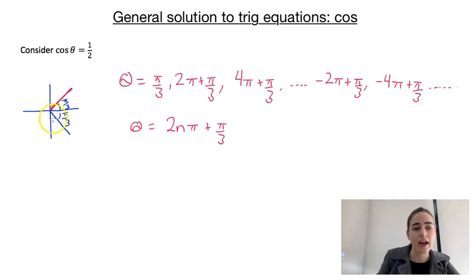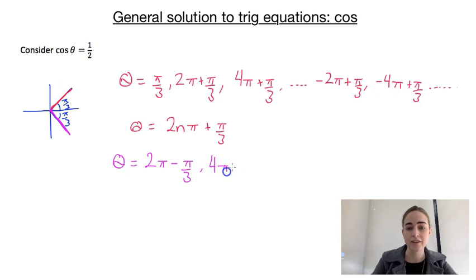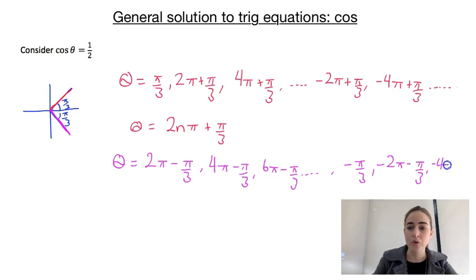Now, if we have a look at this ray coming down this direction instead, for that one we're going to have theta equals, if we go in the positive direction first, 2 pi minus pi on 3. Do another revolution, we'd have 4 pi minus pi on 3. We could do another revolution in that same direction, we'd have 6 pi minus pi on 3, and we could keep going there. If we go in the anti-clockwise direction, we'd have minus pi on 3. We could have minus 2 pi minus pi on 3. We could have minus 4 pi minus pi on 3 if we go around again.